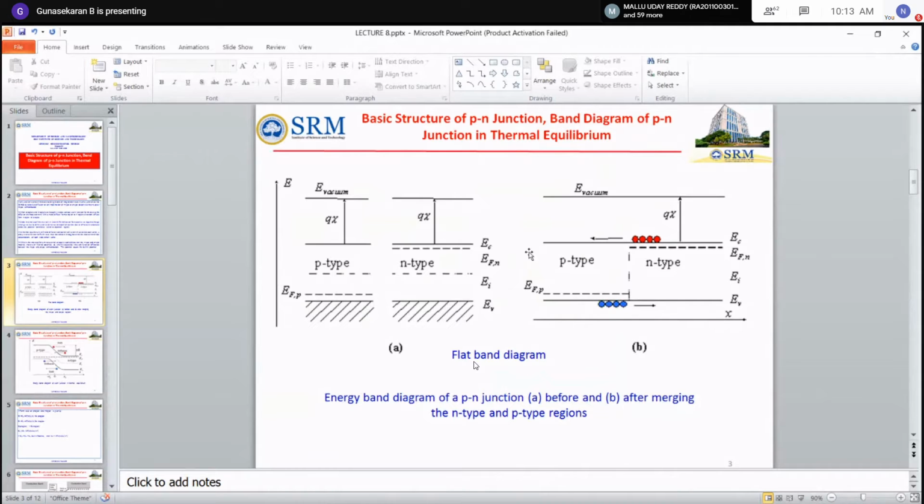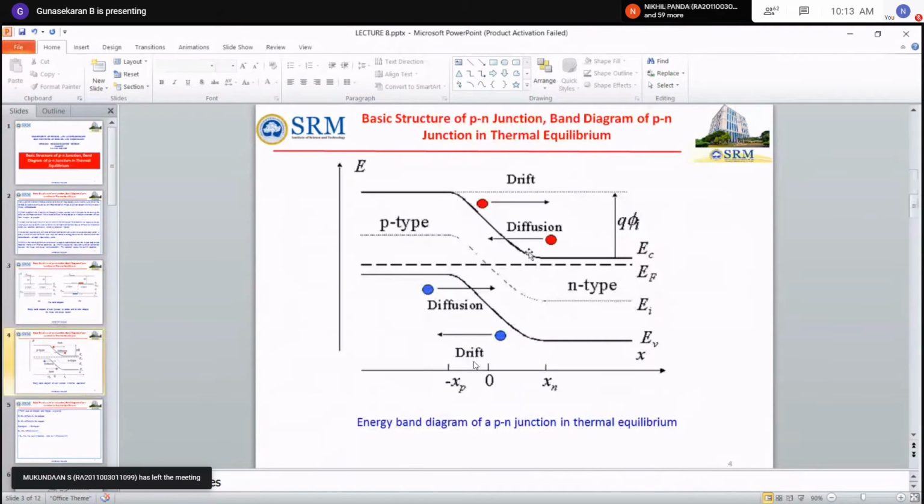In the next diagram I will show this, so please listen carefully. Your E_F is here, and E_F is also here. This is very close to E_C, and this is very close to E_V, that is N and P regions. Now you will see how the energy level is there. So this is the energy band diagram in thermal equilibrium of the PN junction diode.